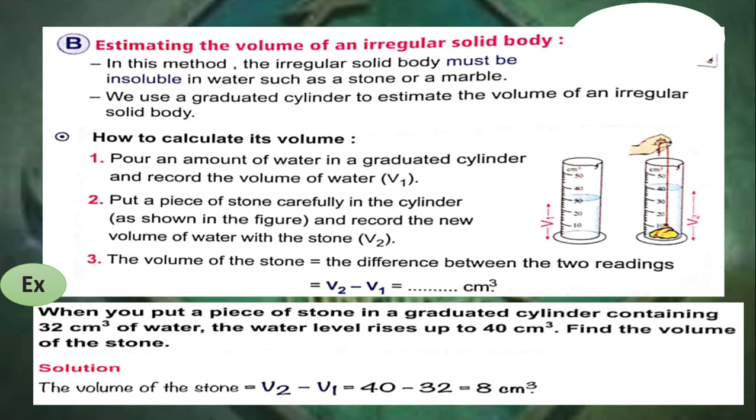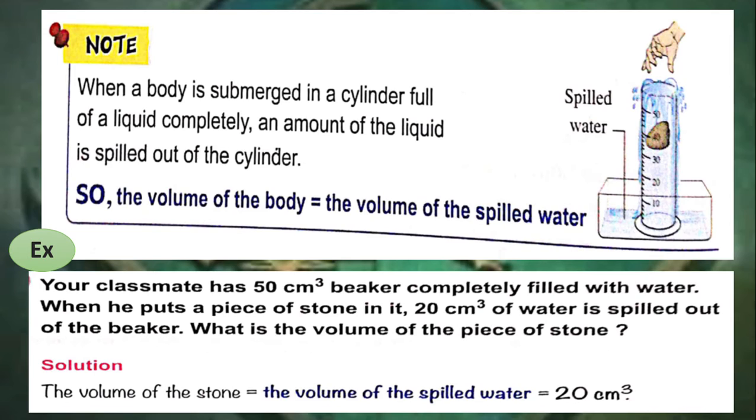For example, when you put a piece of stone in a graduated cylinder containing 32 cubic centimeter of water, the water level rises up to 40 cubic centimeter. Find the volume of the stone. Excellent. The volume of the stone equals V2 minus V1. This is the rule. Equals 40 minus 32 equals 8 cubic centimeters. After that, there is a note we should know.